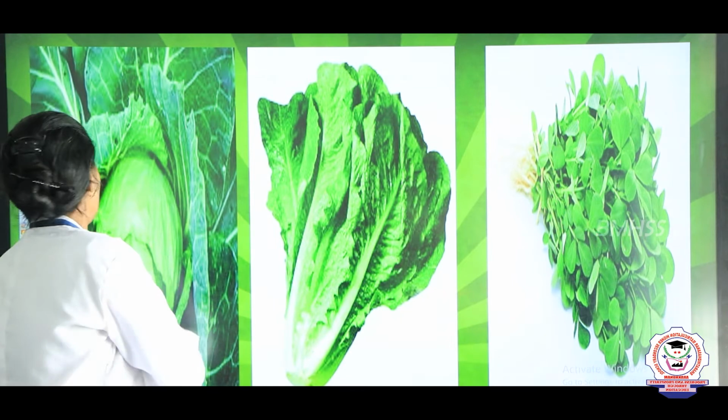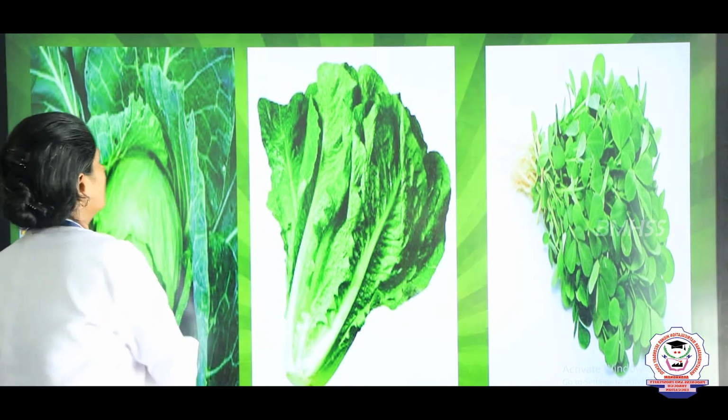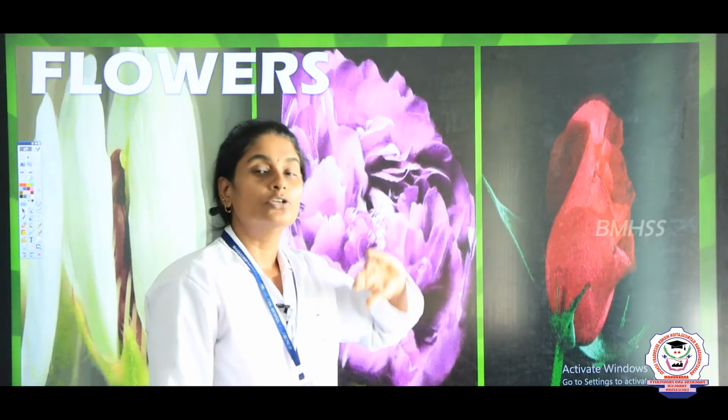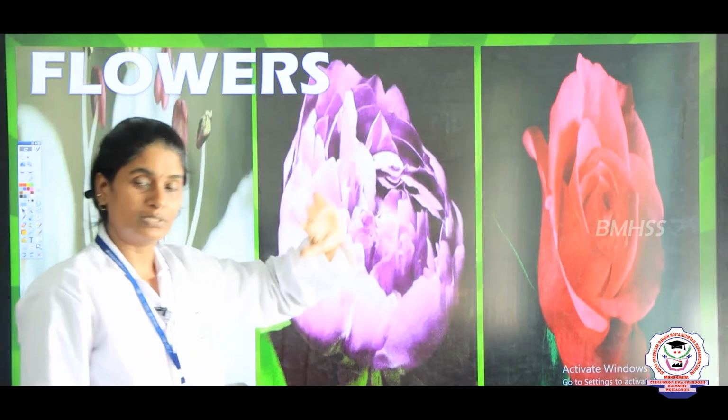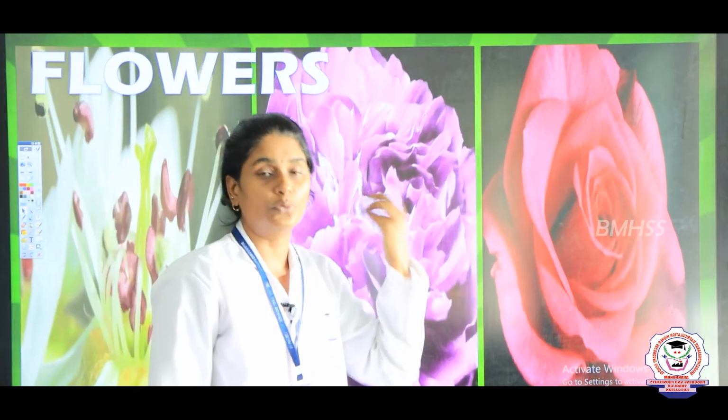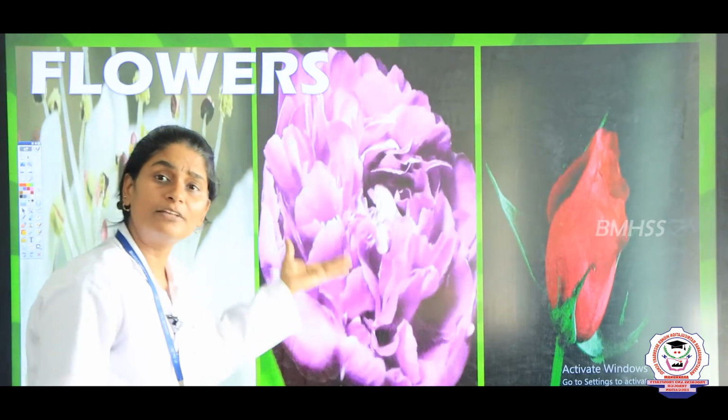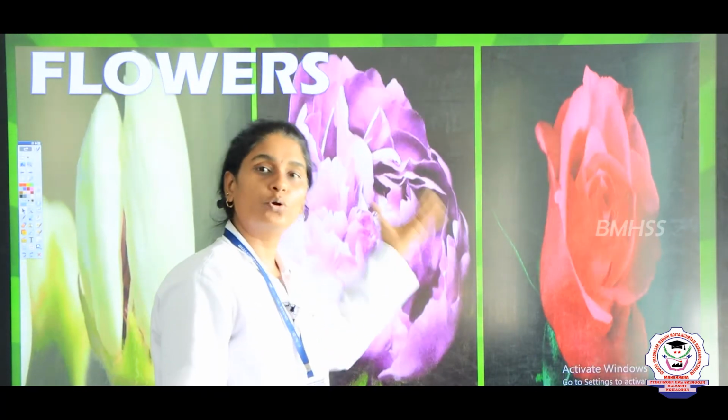Now let us see about flowers. Once the plant grows, the plant starts to grow the flower. Where do the flowers grow? The flower grows from a bud.